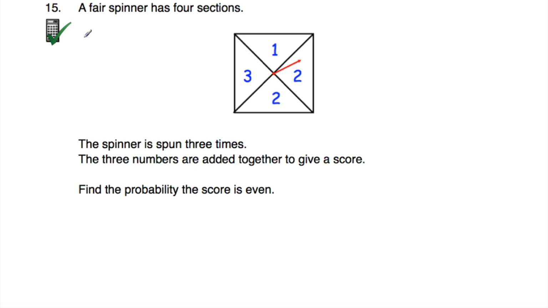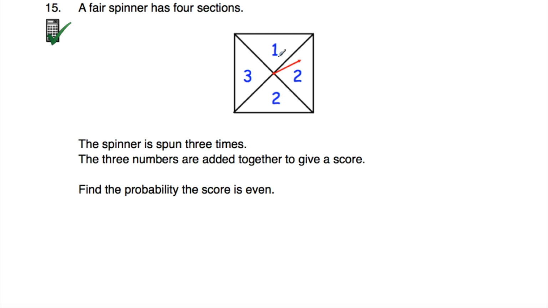Okay, so question number 15. Question number 15 says that a fair spinner has got 4 sections, labelled 1, 2, 2, and 3. The spinner is spun 3 times, and the numbers are added together to give a score. And we've been asked to find the probability that the score at the end is even.